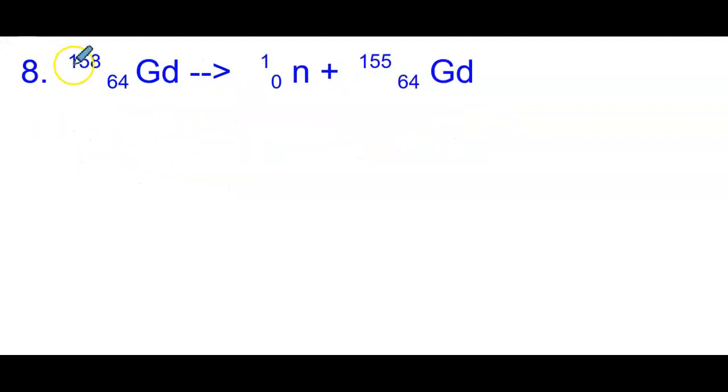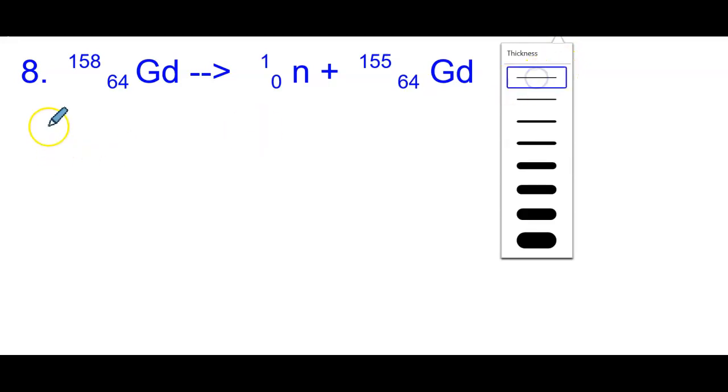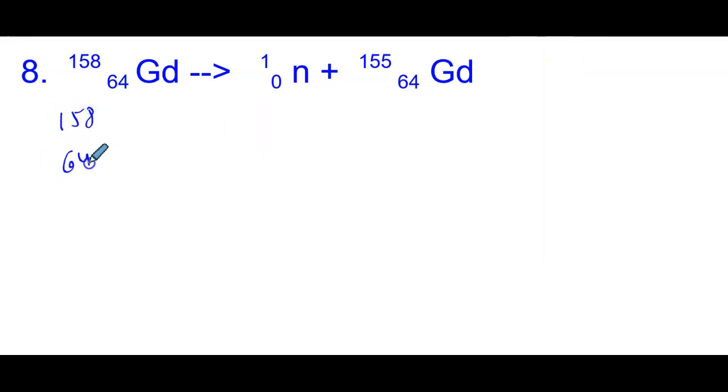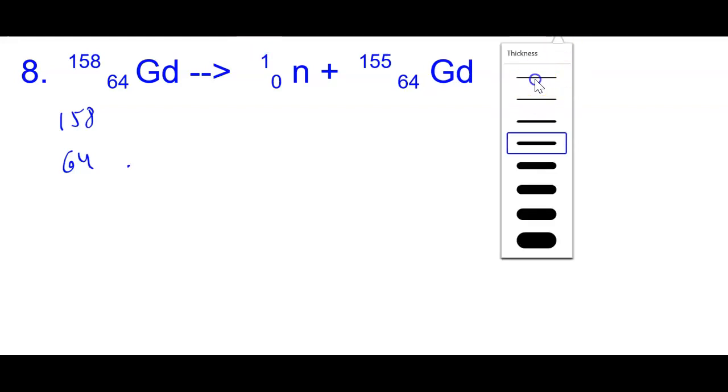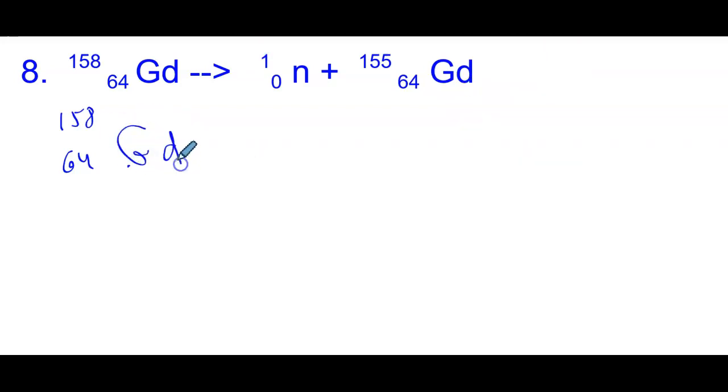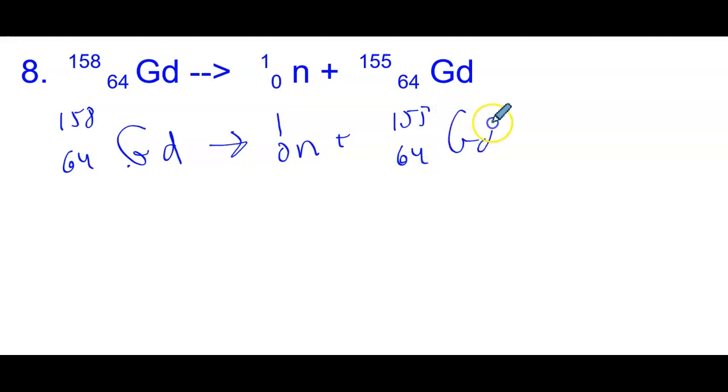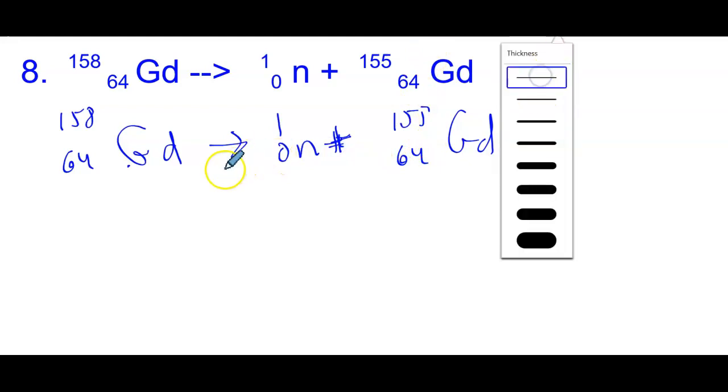Okay, looking at the next example, 8. Again, I like to rewrite these. I don't remember what color my pen is. Okay, so 158,64Gd. Let me clean that up. Gd goes to 10n plus 155,64Gd. Now you might be asking yourself, well, is this done? It could be, but we got to check the math. So let's split it and check it to see if it's balanced or equal.